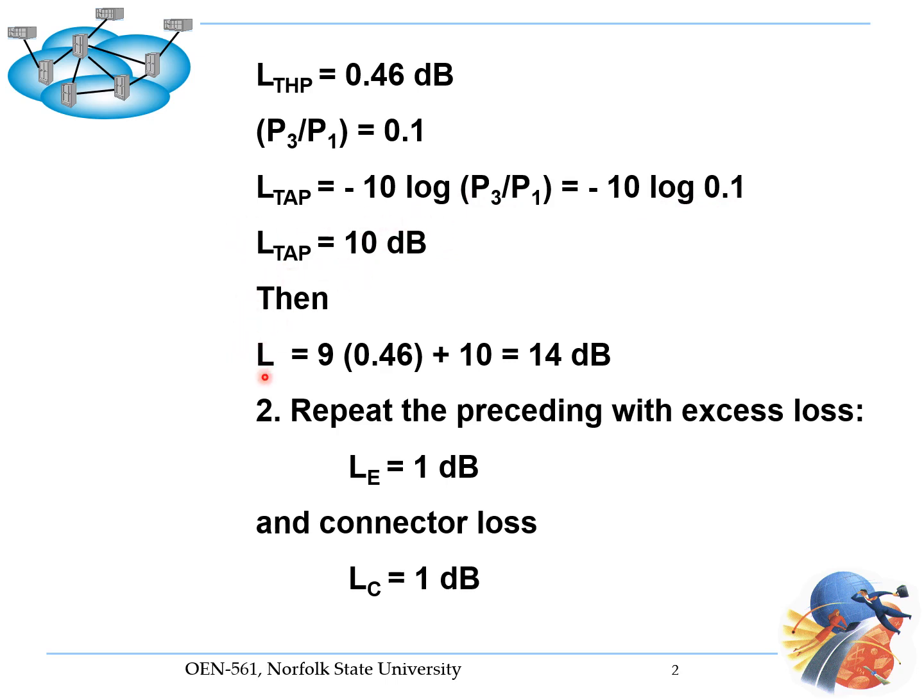And therefore total loss is 10 minus 1, that is 9, times the throughput loss, which is 0.46 dB, plus 1 tap loss, which is 10 dB. Total is 14 dB. As a matter of fact, since we have tap loss 10 dB, sometimes this directional coupler is called 10 dB coupler.